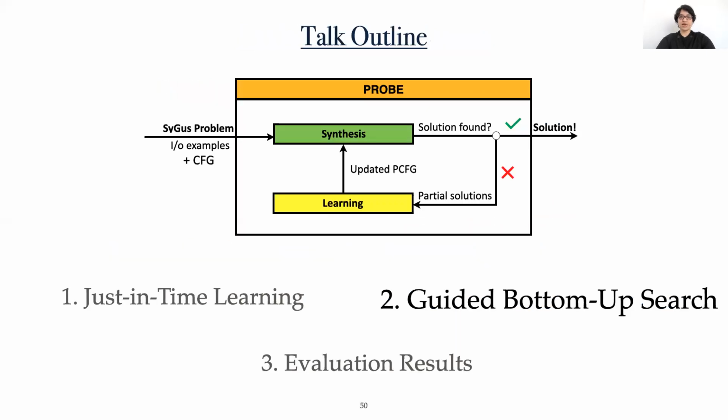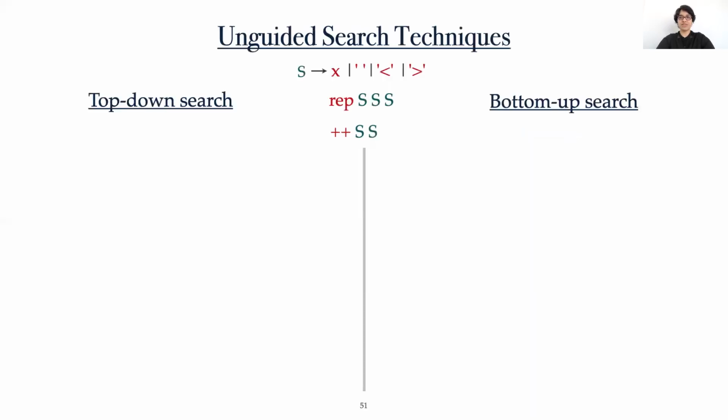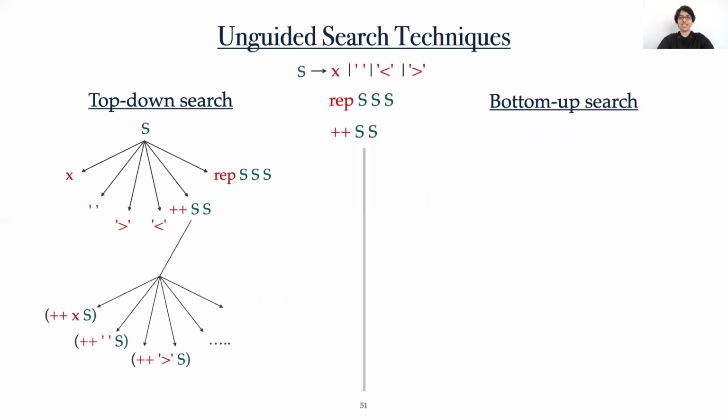In the next part, I'll talk about our guided bottom-up search technique that uses these costs from just-in-time learning to guide search. We first compare the unguided versions of the top-down and bottom-up search techniques. Top-down search explores programs by iteratively unrolling the grammar and gradually filling holes in incomplete programs. At the first level, the starting non-terminal S is expanded into the set of productions. In the next iteration, each remaining non-terminal is again expanded using the set of productions.